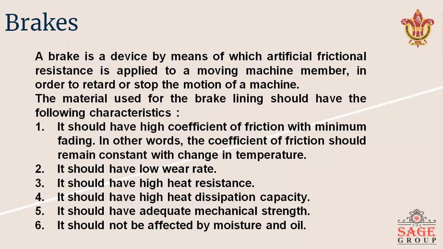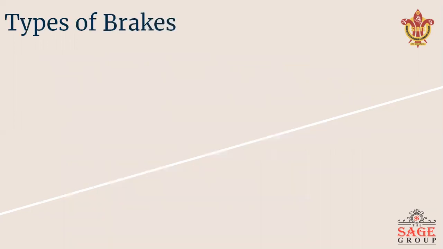The material used for the brake lining should have the following characteristics. It should have a high coefficient of friction. It should have a low wear rate. It should have high heat resistance. It should have sufficient mechanical strength, and it should not be affected by moisture and oil.